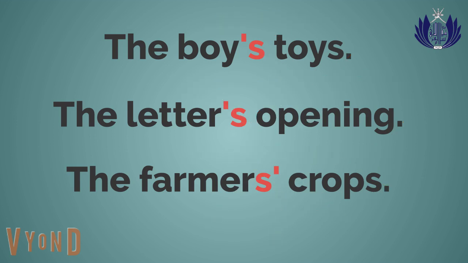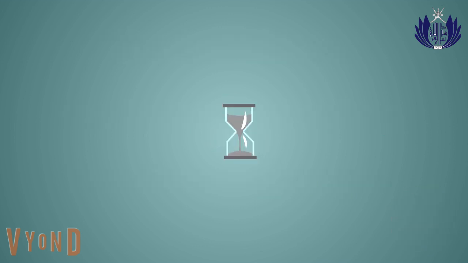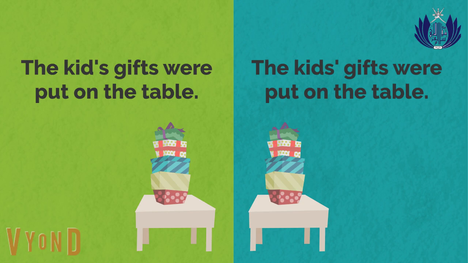So why does the apostrophe sometimes come before the S and at other times after the S? Feel free to pause the video, search, ask people around you, and then give a guess. The following examples may help you in distinguishing the difference between the two. Let's read the examples together.